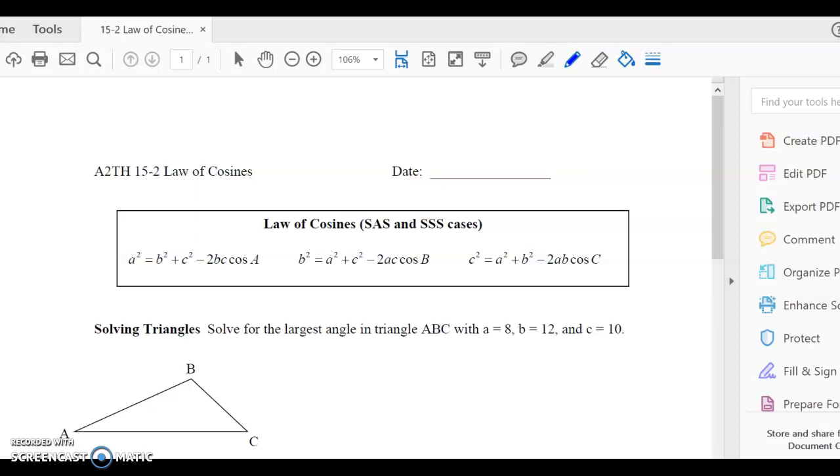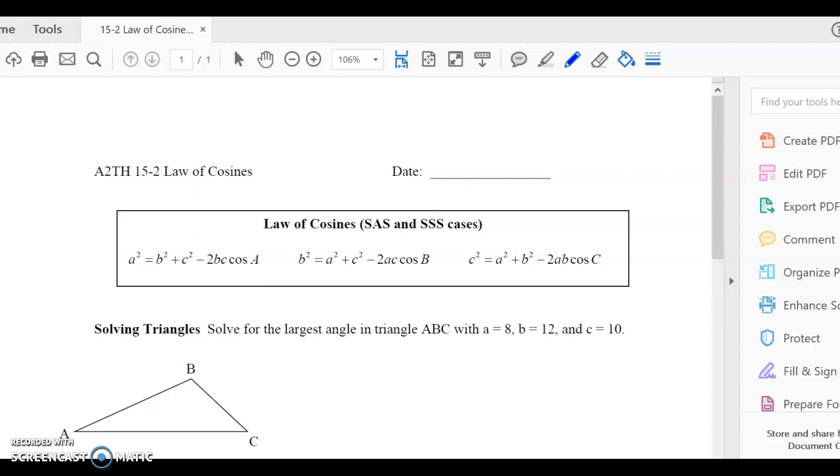Welcome to 15-2, the Law of Cosines. In the boxes you'll notice that I have three different formulas, but really what we want you to see them as is basically one formula for the Law of Cosines, and we'll explain how each one basically works the same.